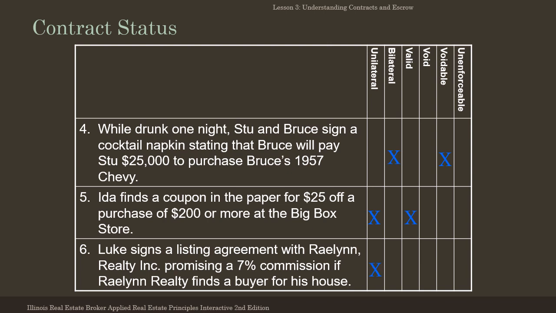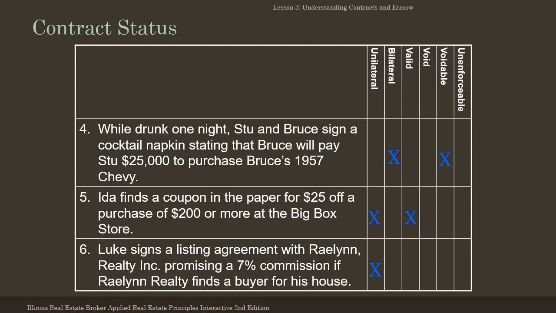Luke signs a listing agreement with Raylin Realty, promising a 7% commission if Raylin Realty finds a buyer for his house. We have a unilateral contract here because while Luke, the seller, is making a promise, Raylin Realty is not making a promise they're going to find a buyer. Okay, they'll use their best efforts, but they're not promising they'll find a buyer. So listing agreements are unilateral contracts where it's really the seller that's making the promise.